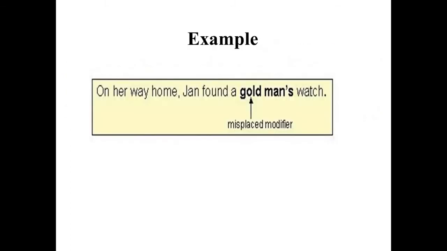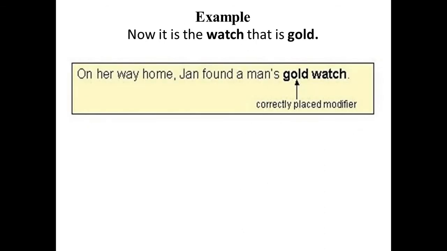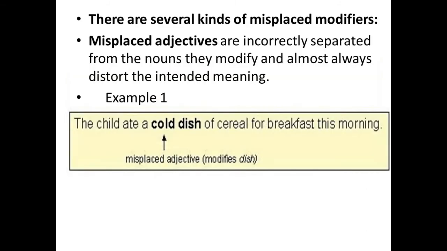Look here again. On her way home, Jan found a gold man's watch. Now the arrow is telling that gold is the misplaced modifier. But in this example, on her way home, Jan found a man's gold watch, it is a correctly placed modifier. There are several kinds of misplaced modifier.